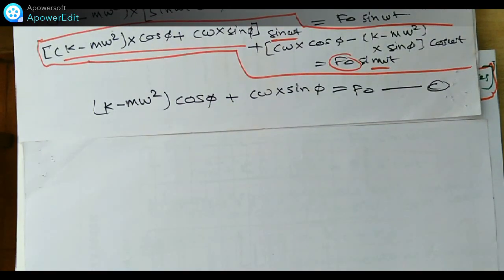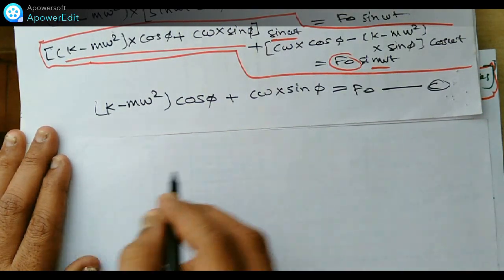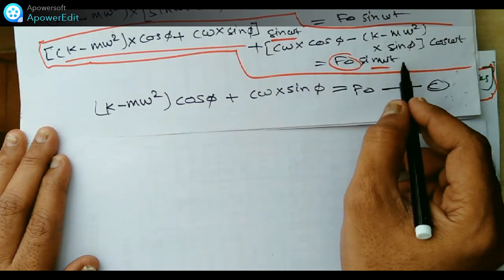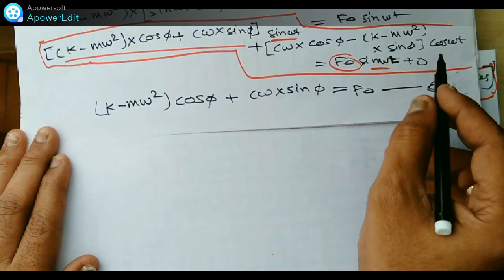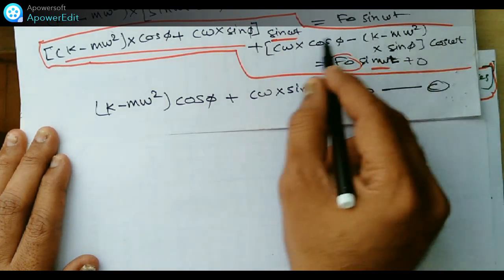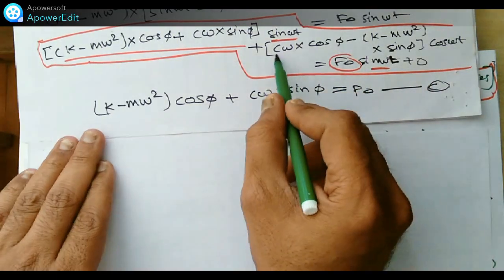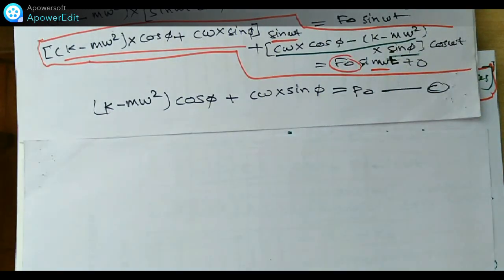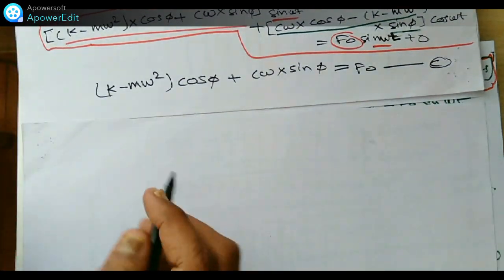Just compare. After solving that equation, what is the remaining term? Cos omega t. Here the remaining term is cos omega t, and on the other side cos omega t is not there, so that will be 0. That 0 we have to compare with this term, this coefficient up to sin of phi, and that will be equal to 0. So that is equation number D. So what is that equation?